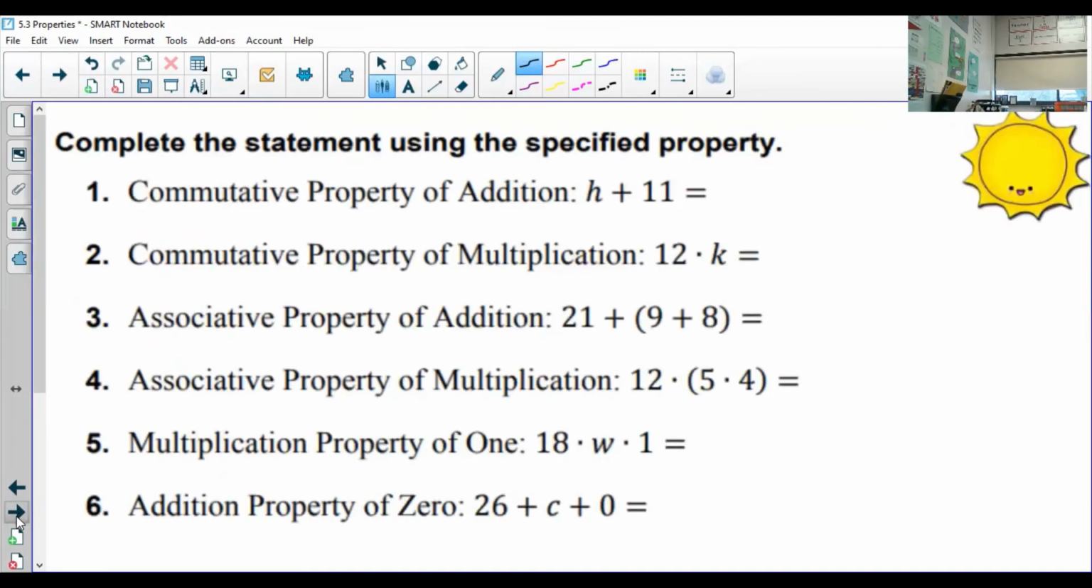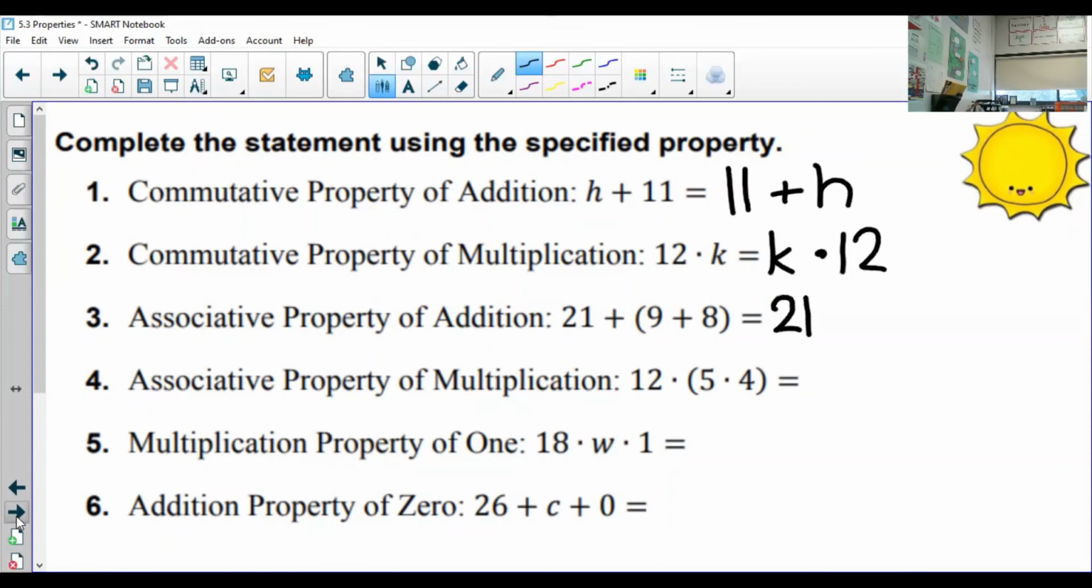Okay, now let's just do one quick review here with all the properties together so we can see them all in one place. And then once we finish off this page, this would be a good place to pause to do your assignment. First off, the commutative property of addition says if we have h plus 11, that is the same thing as 11 plus h. The commutative property of multiplication, so same thing, we're just multiplying, says that 12 times k is the same thing as k times 12. The associative property of addition, associate, the parentheses, says that we can move parentheses.